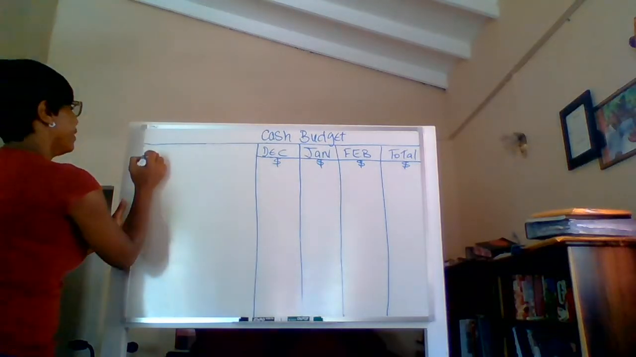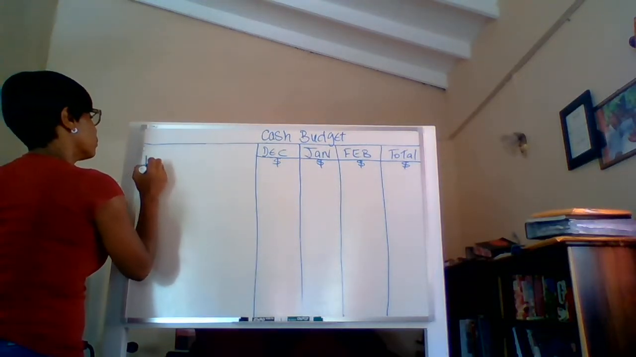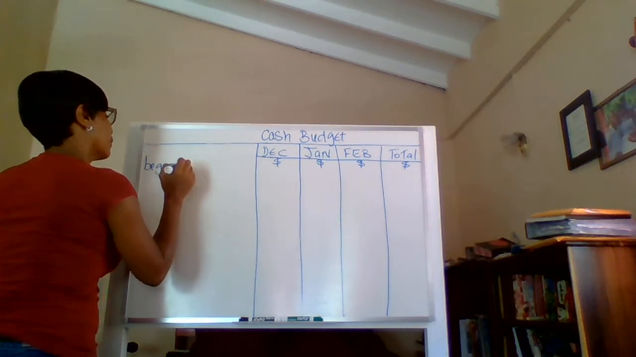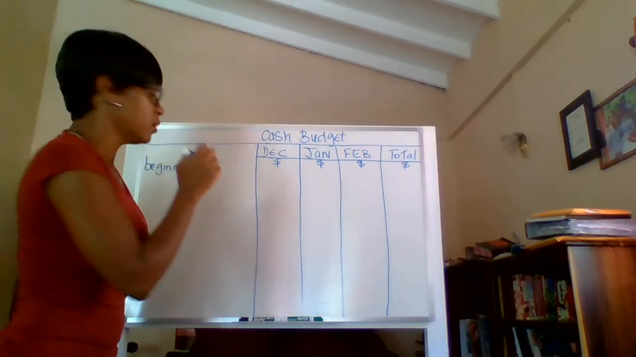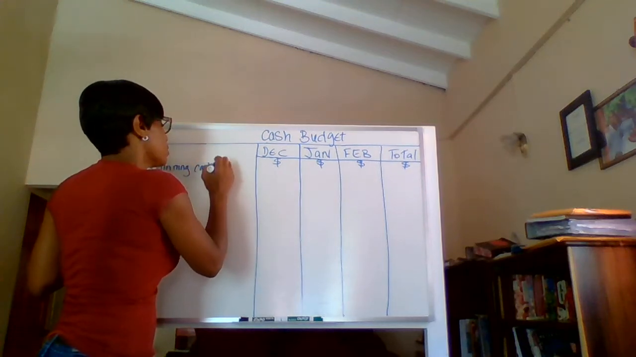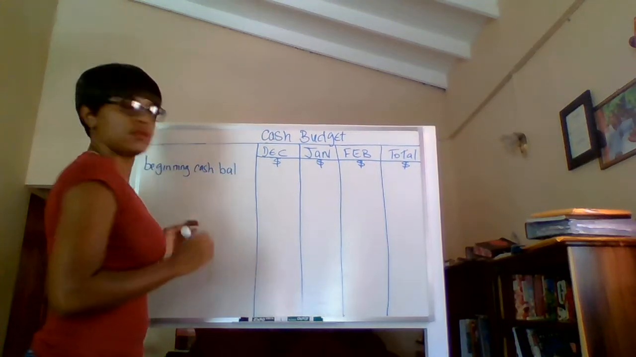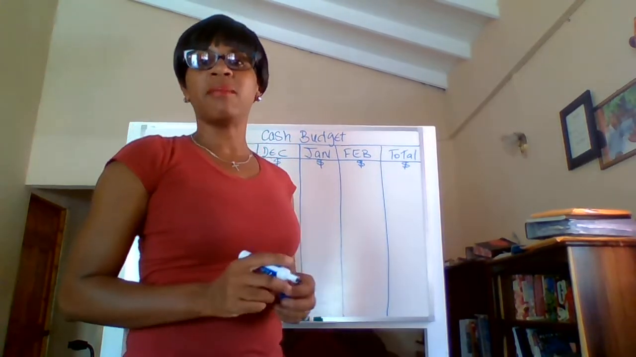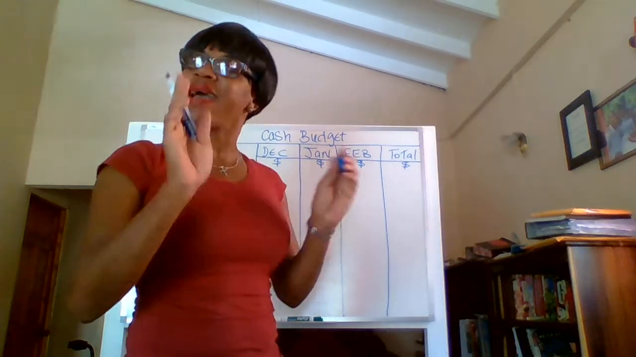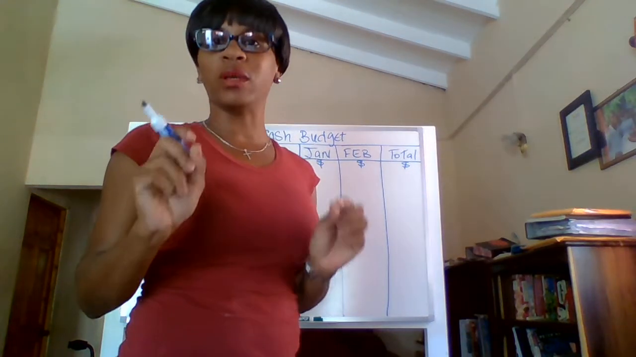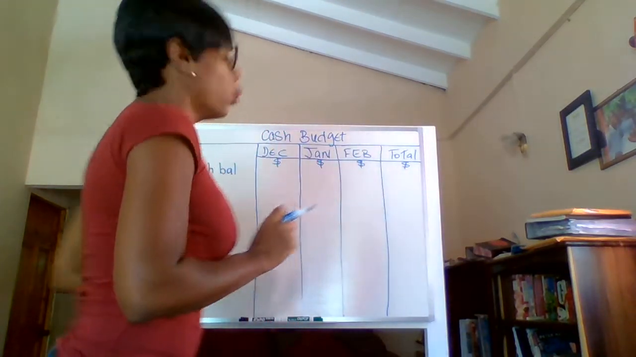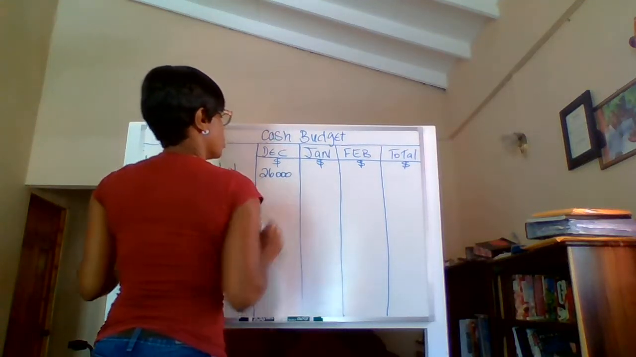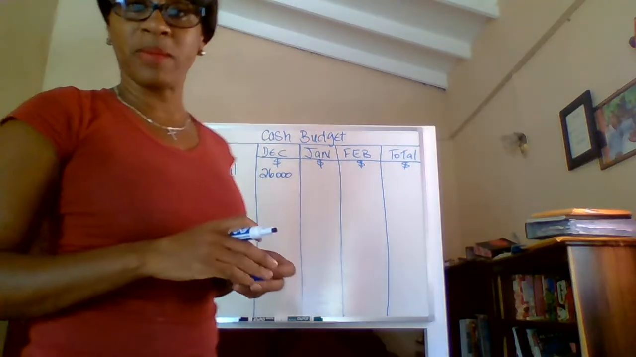So I am going to write here beginning cash balance. So let's go to the question. On December 1st, the start of the loan period, the cash balance, note that is what you are looking for, the beginning cash balance will be 26,000. So I put in my beginning cash balance.